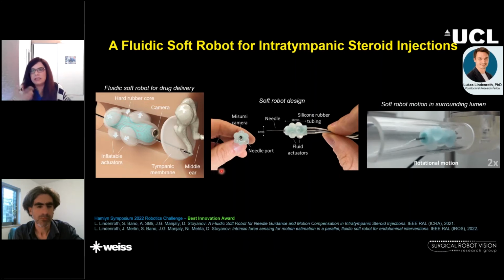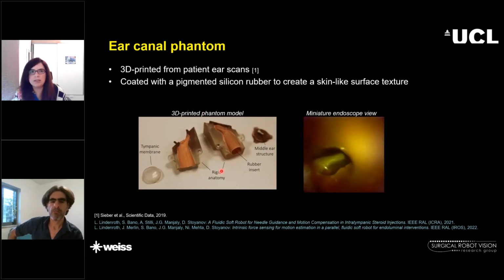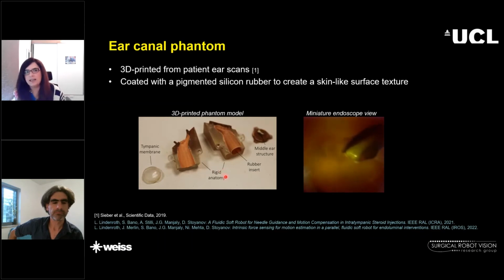So for testing this system and for experimentation, we needed to have a setup which is near to the clinical setup. For that, my colleague designed an ear canal phantom by 3D printing from patient ear scans and then coating this 3D printed model with pigmented silicone rubber to create a skin-like texture. So this is what we see from the miniature endoscopic camera in this particular environment.